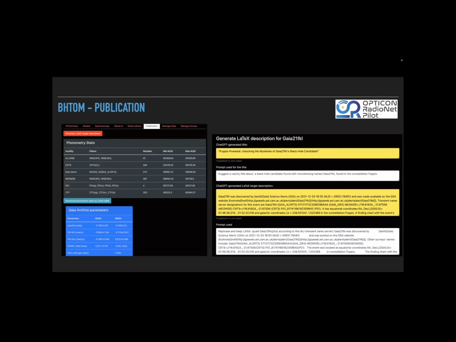As I said, publications are an important thing. So we try to facilitate it, and we automatically generate photometric statistics: which data and in which quantities it's been used, what the time range is, and each observer is also listed here. Then we also use a very simple API for ChatGPT to come up with a clever, catchy title for the work, and some of these things might be useful when starting the publication.